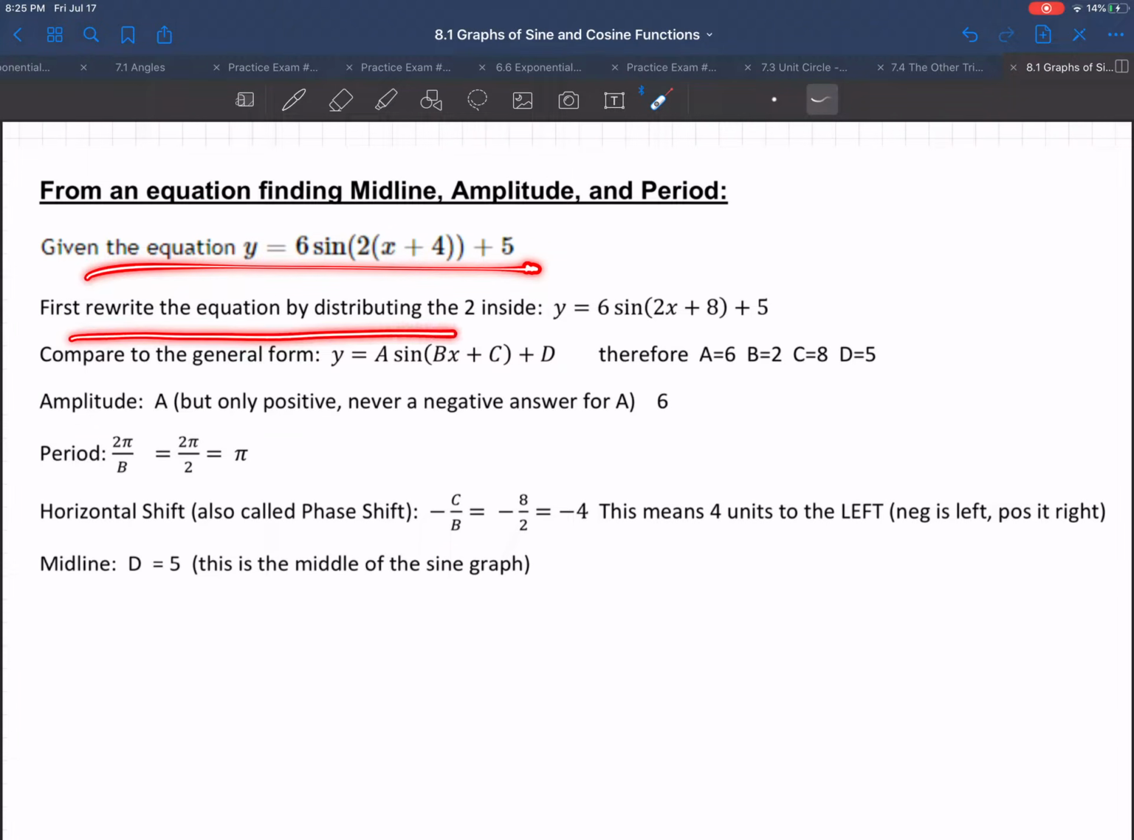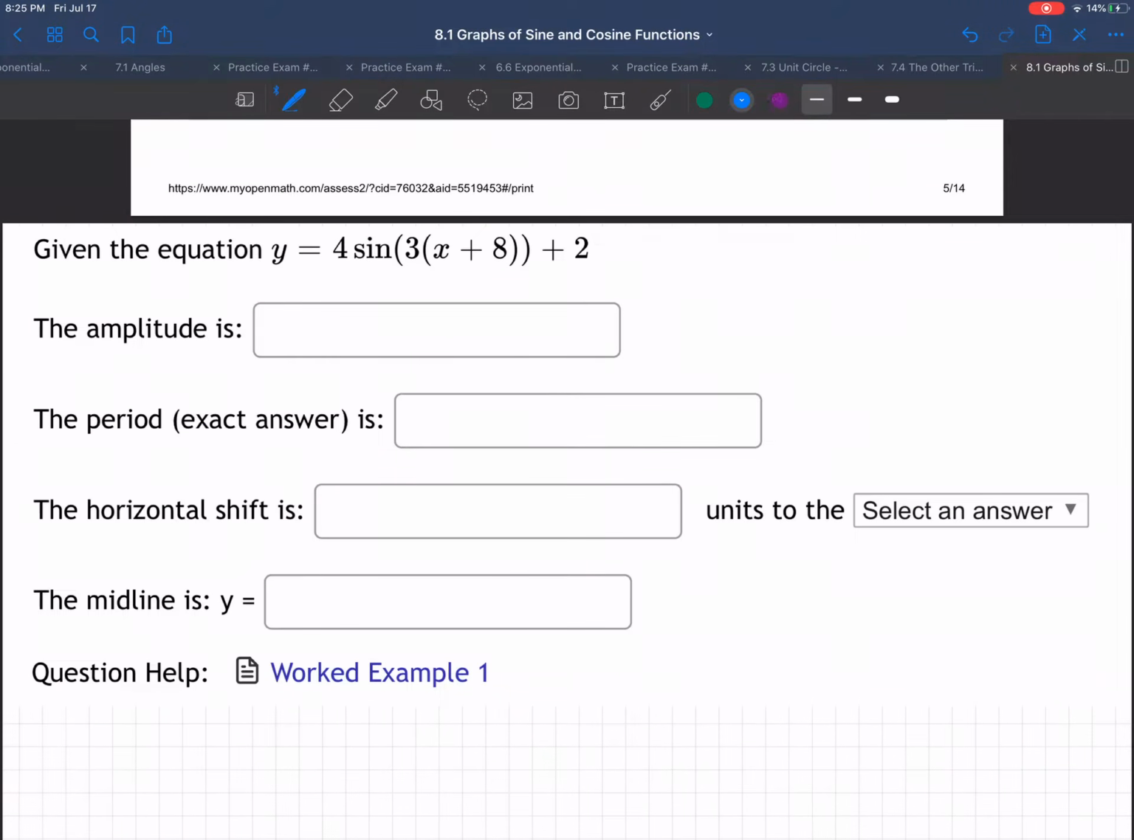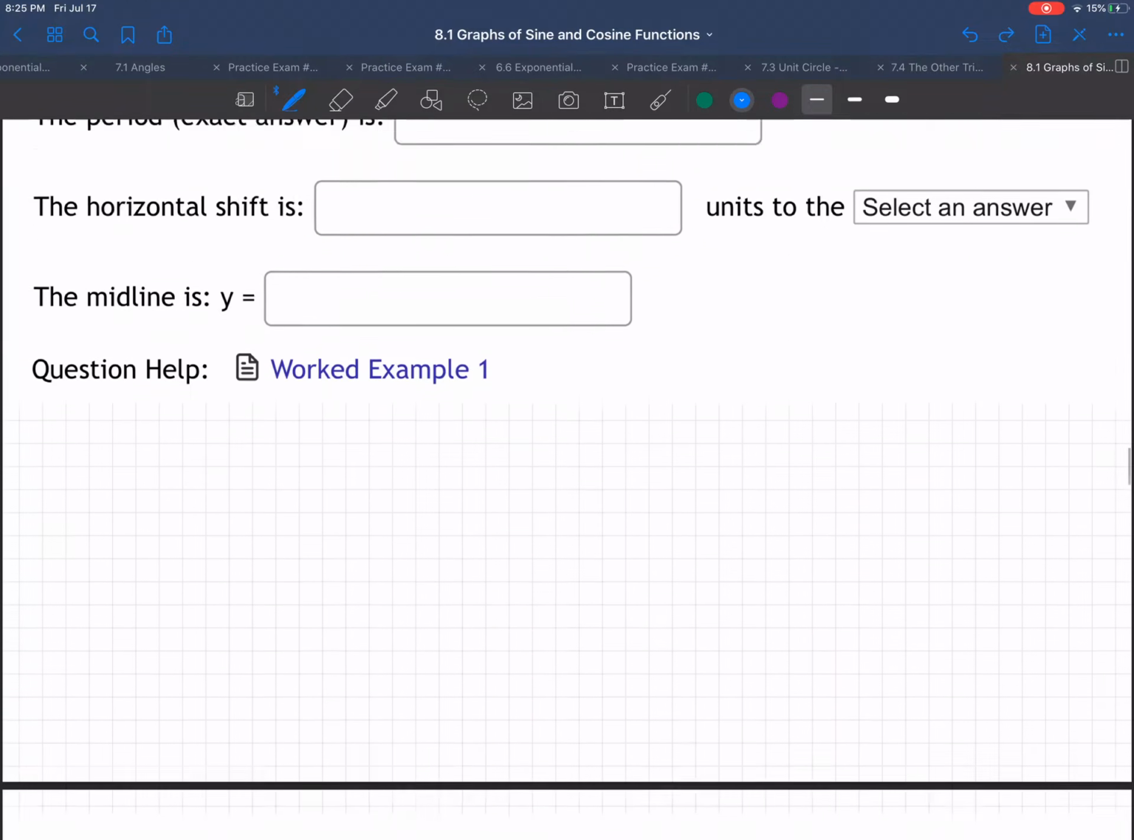First, rewrite the equation, distributing the 3 inside. So let's do that. Let's take this example, and we have in this case a 3, so let's multiply that 3. So we're going to get y equals 4 sine of 3x plus 24, plus 2. So I just took that 3 and multiplied the 8, and multiplied the x and the 8. All right, so now we have that. Next step.